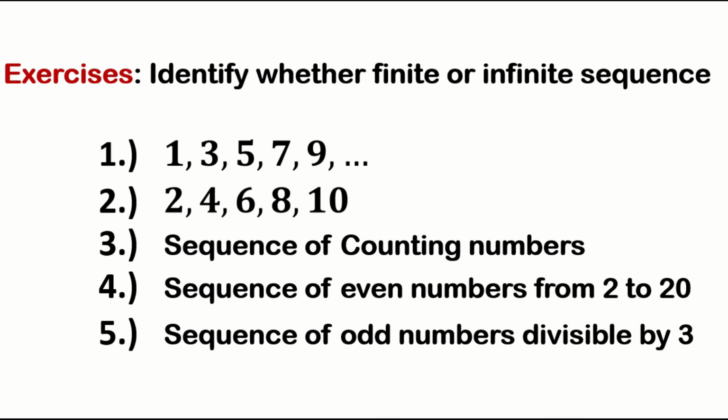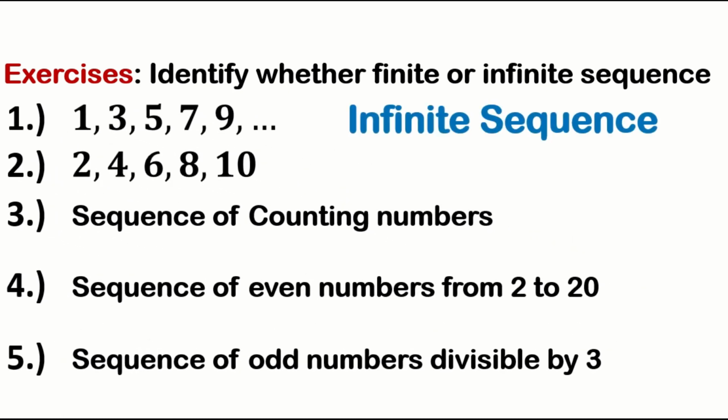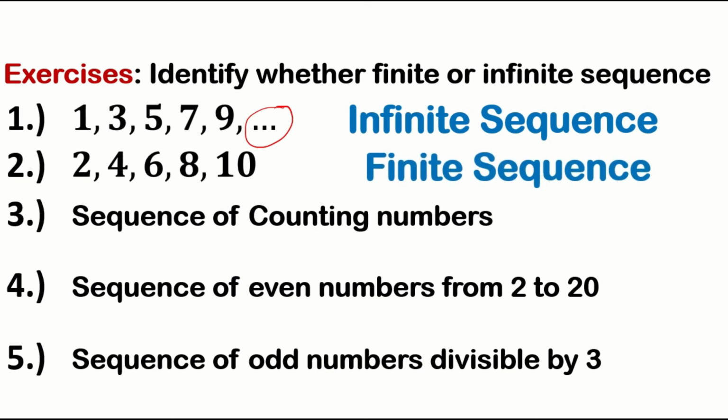Number 1. The sequence 1, 3, 5, 7, 9, and so on is an infinite sequence. The ellipsis or the dot, dot, dot after 9 in the sequence means continuation, so it is a sequence that goes on forever. Number 2. The sequence 2, 4, 6, 8, and 10 is a finite sequence.